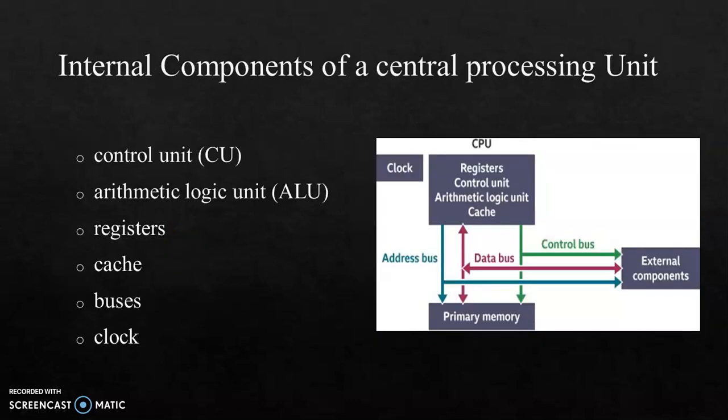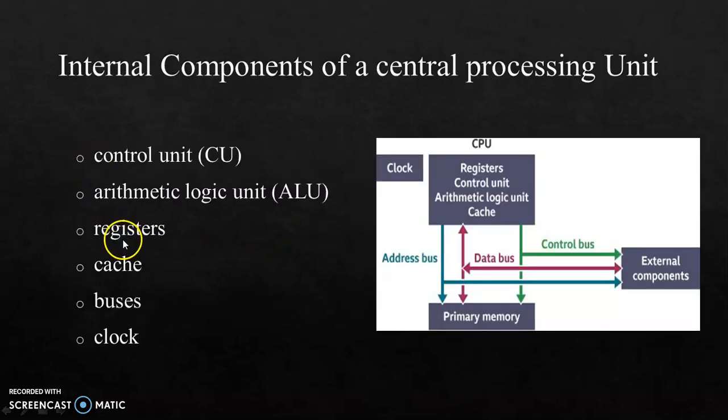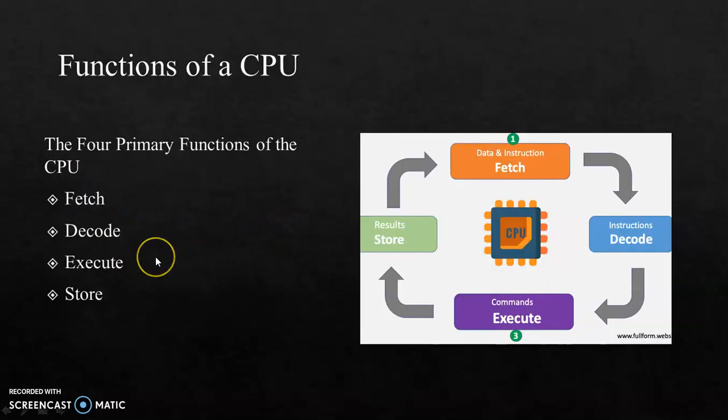Internal components of the central processing unit: control unit, arithmetic logic unit, registers, cache, buses, clocks. Foundation of a CPU. The primary functions of the CPU: fetch, decode, execute, store.